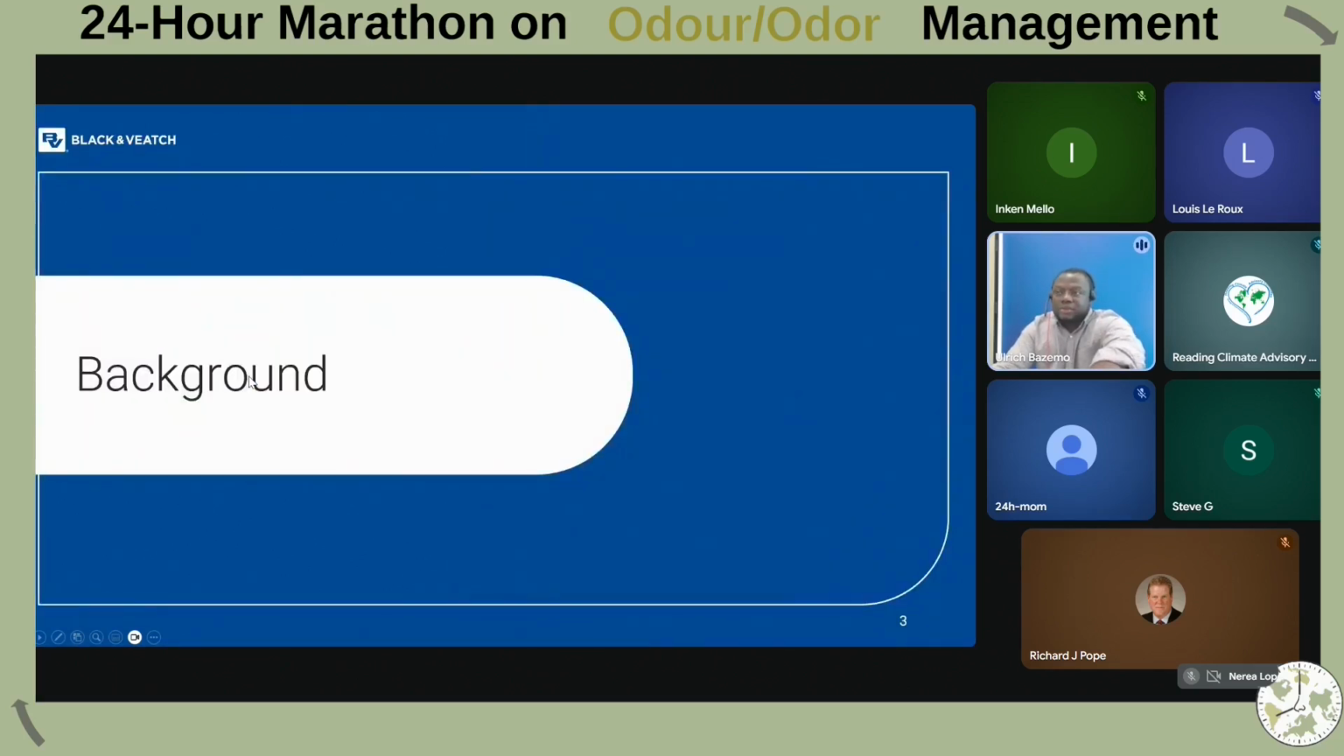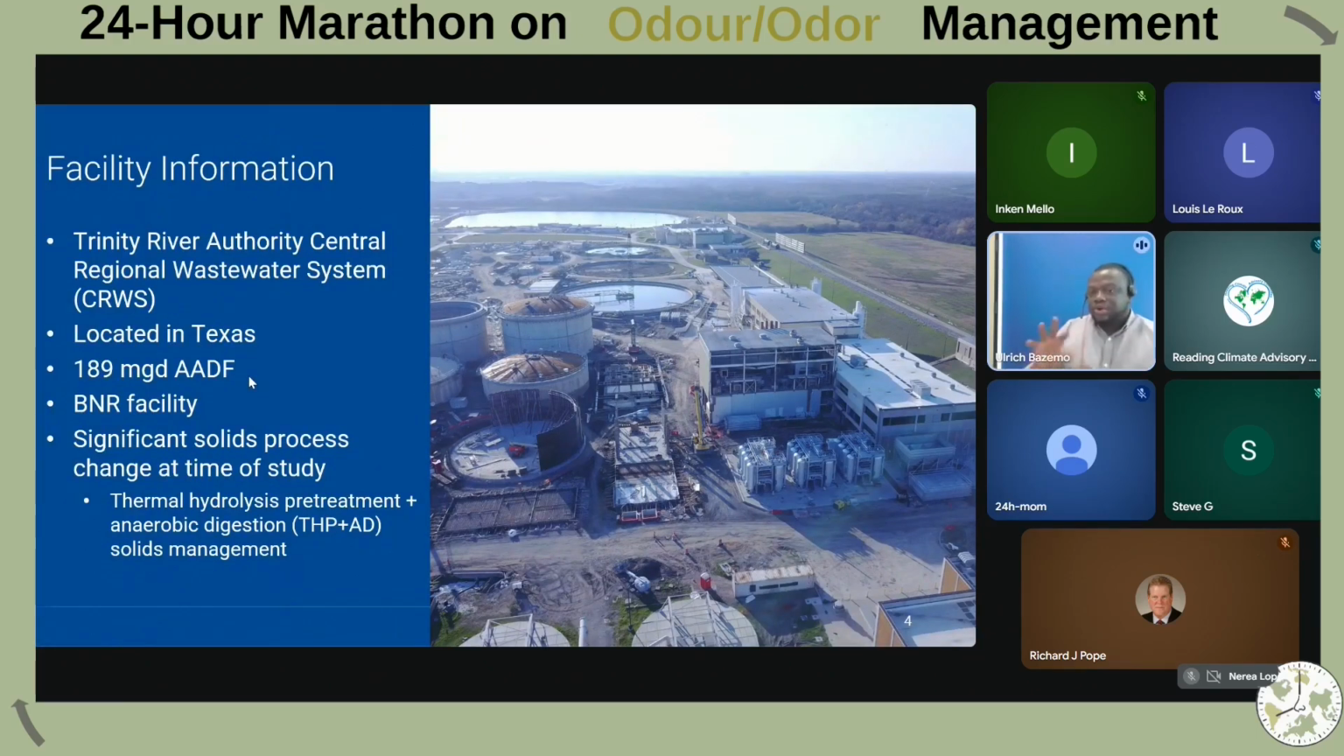All right, so starting with some background. This is a project that we did for the TRA Cruise plant in Texas. It's a pretty big plant, about 189 MGD. It's a BNR facility.